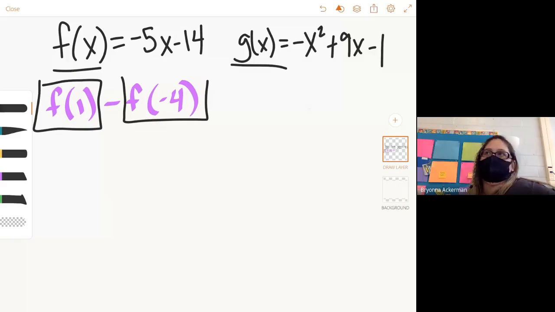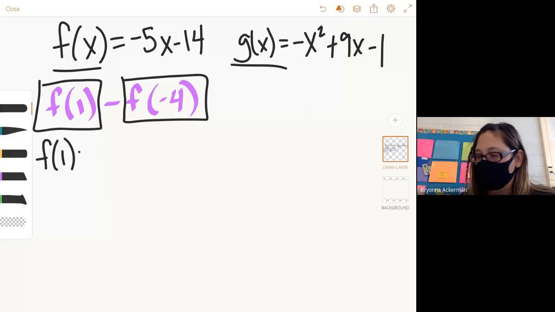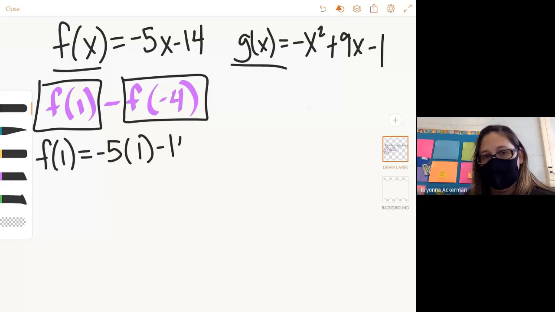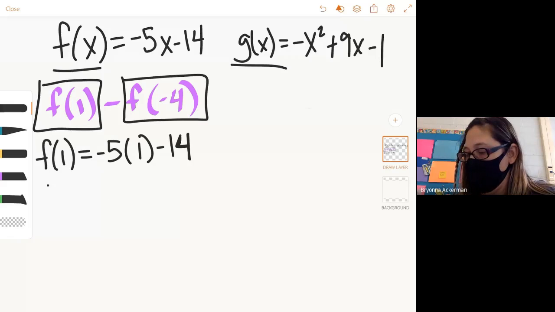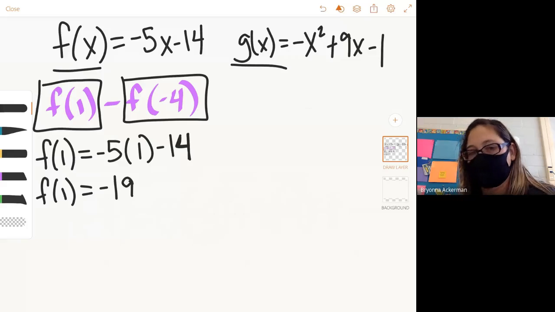What function am I using? Guys, what function am I using? Okay, so the first one, I'm just going to say f of 1. So I'm going to do negative 5 times 1 minus 14. So I get negative 5 times 1, that's a negative 5. And then what's negative 5 minus 14 more? Good. So f of 1 is going to be a negative 19. We're going to save that.